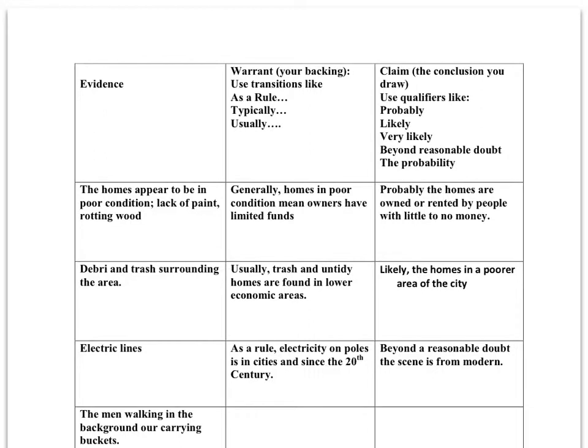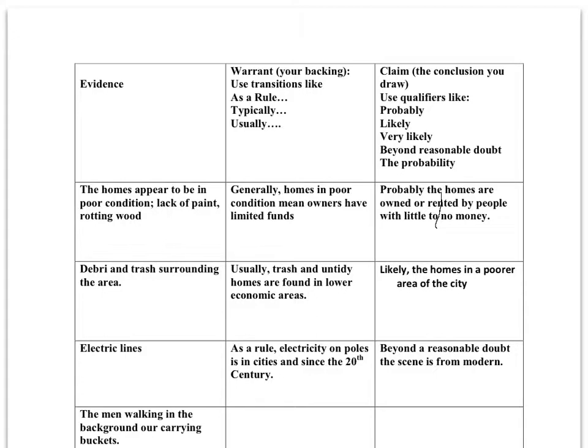After looking at the picture, and we've talked about the evidence and the warrant and the claims, then we're going to start filling out the chart together. Evidence, like I pointed out earlier, the homes appear to be in poor condition, lack of paint, rotting wood, and the warrant or the backing, and using some of the transition examples. Generally, homes in poor condition mean owners have limited funds. Probably the claim that they could make would be the homes are owned or rented by people with little to no money.